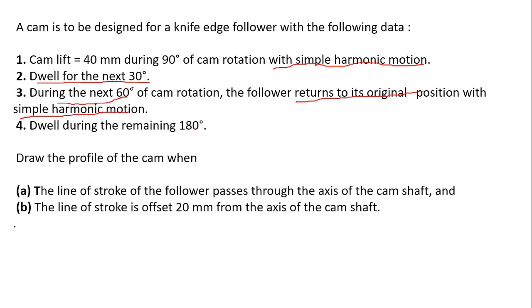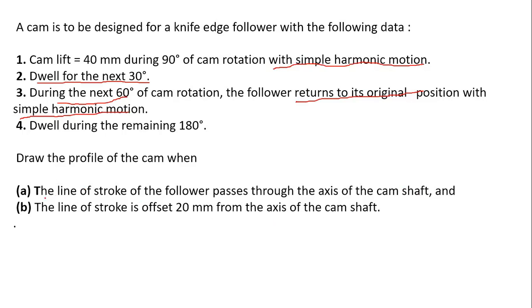That means two times the follower gets at the dwell condition, at the 30 degree and 180 degree, and starting at the 90 degree it is the outward stroke, and after dwell at the 120 degree there is a 60 degree, and during this condition the follower returns back to its original position. For this above condition we will have to draw a cam profile, when the line of stroke of the follower passes through the axis of the cam shaft, and when the line of stroke is offset 20 mm from the cam shaft axis.